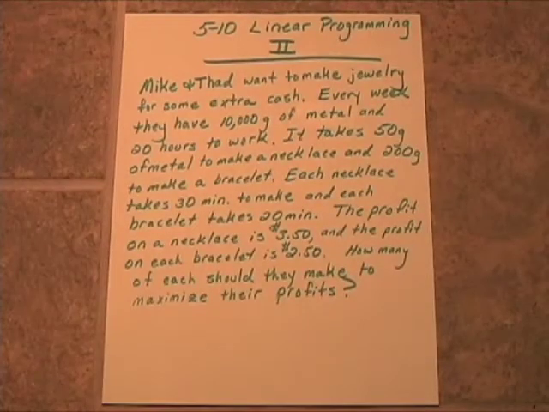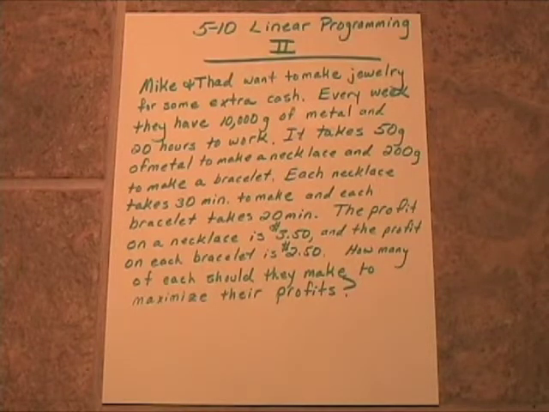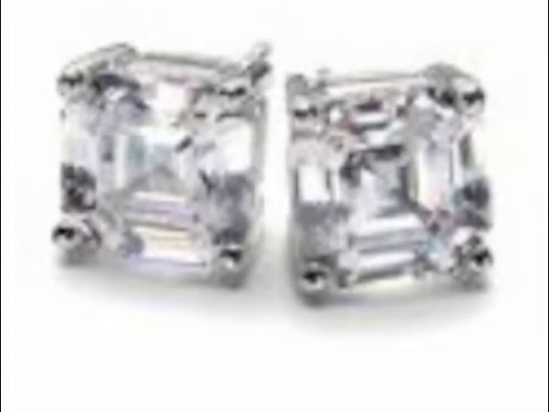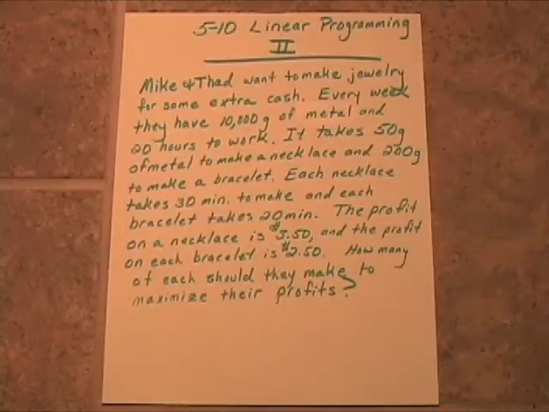Two students, Mike and Thad, want to make jewelry for some extra cash. Every week, they have 10,000 grams of metal and 20 hours to work. It takes 50 grams of metal to make a necklace and 200 grams to make a bracelet. Each necklace takes 30 minutes to make and each bracelet takes 20 minutes. The profit on a necklace is going to be $3.50 and the profit on each bracelet is $2.50. How many of each should they make to maximize their profits?